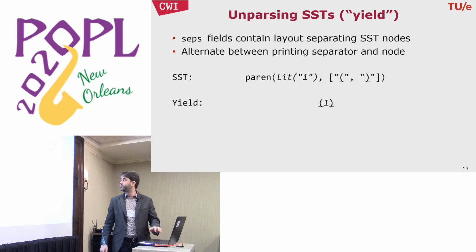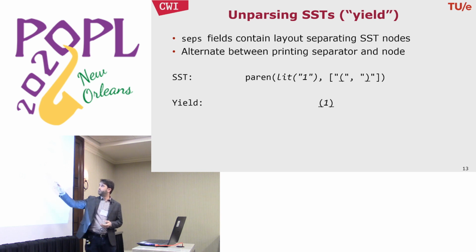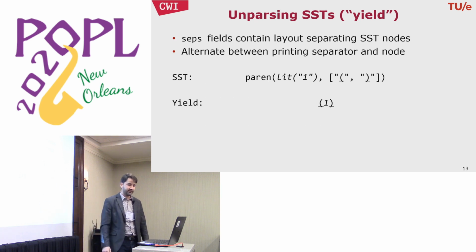So I have an example too. This is the same separator syntax tree we saw before. If we want to yield this back to source code, then we first print out the opening parenthesis, then we yield the literal 1, which is 1, and then we print out the final separator, and we obtain the 1 between the parentheses back again as intended.